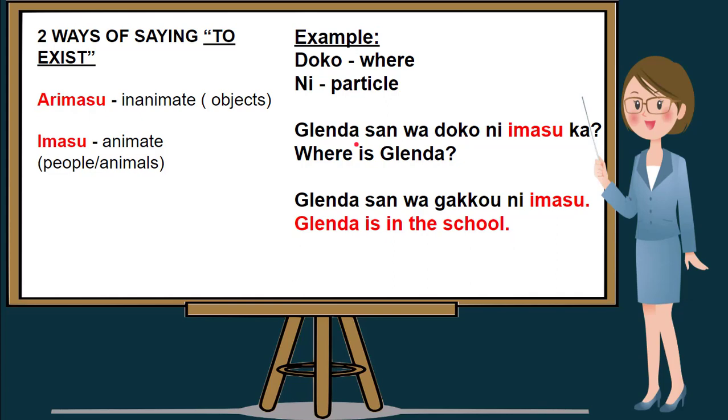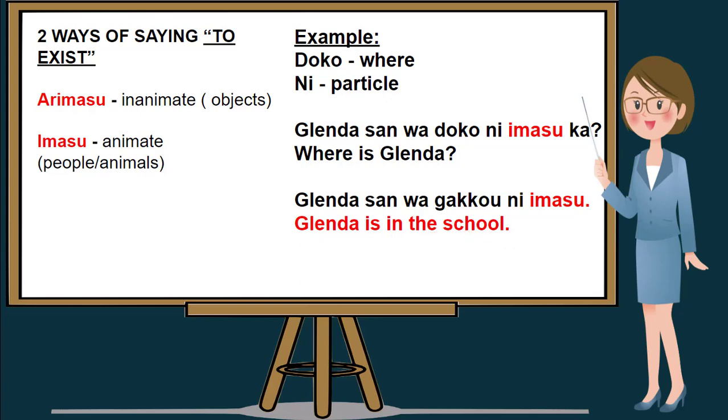Glenda is the proper name of a person, so we will be using imas. Okay, so we will try to answer this question, Glenda-san wa doko ni imasu ka? In Nihongo, Glenda-san wa gakko ni imasu, meaning Glenda is in the school. If you still remember from our previous lessons, we always use gakko in making an example, and gakko means school. Glenda-san wa gakko ni imasu in English means Glenda is in the school.